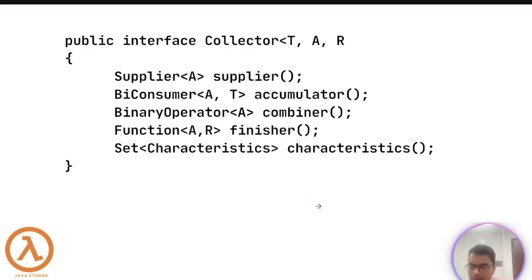Hope you got this. If you did not, then just repeat this video again to check all these five steps of the collector API. Out of them, the first three are most important, the fourth one we may or may not use, and the fifth one, the characteristics, hardly anybody uses.